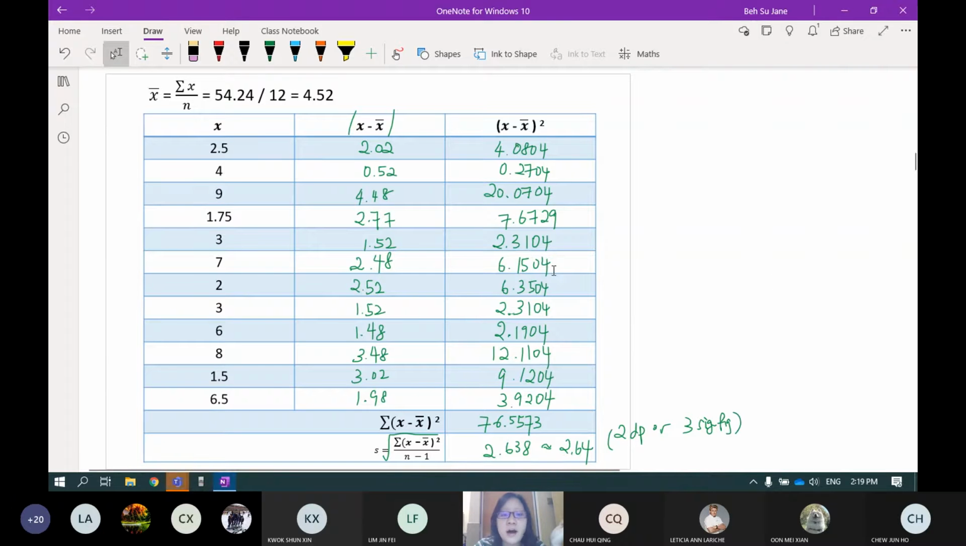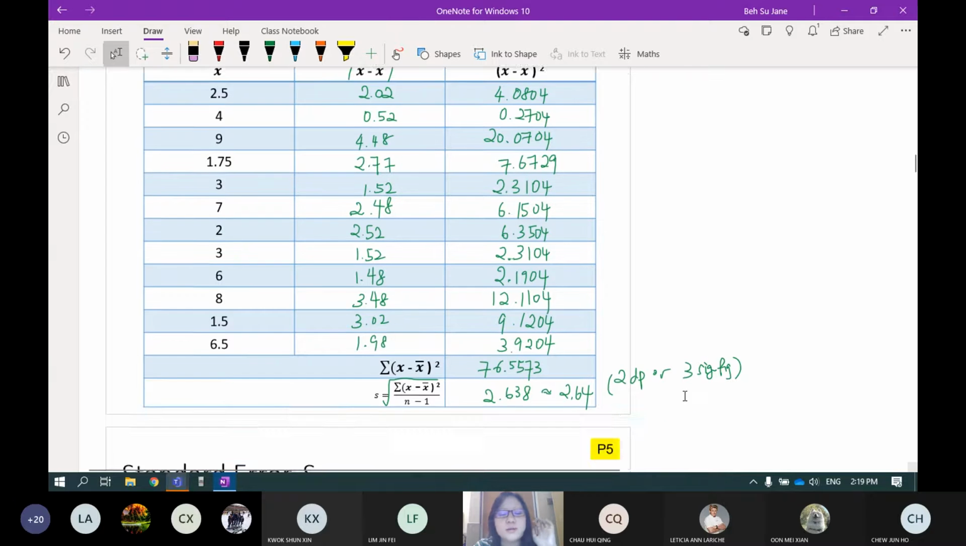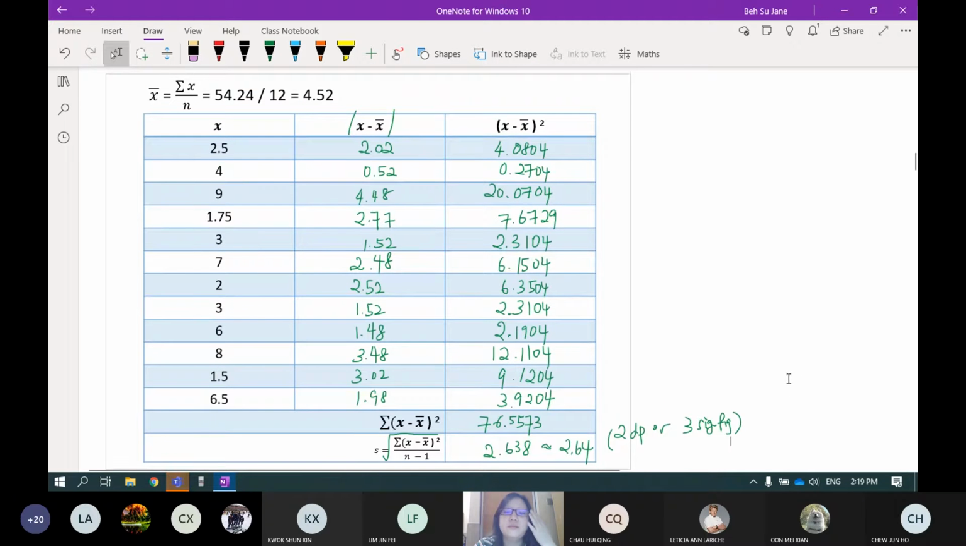So if you round off the previous values, then you end up with a very similar standard deviation, but slightly different. But it's okay, don't worry about it, okay? You'll be okay, you'll be fine. They are quite accepting. So yeah, this should be your answer.